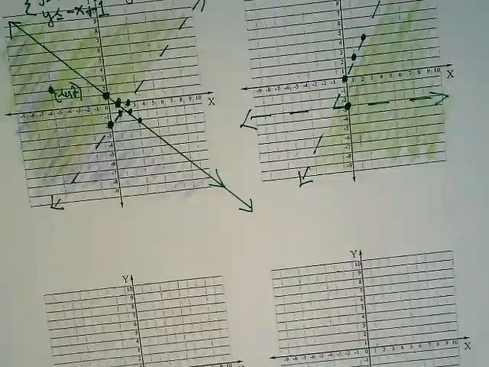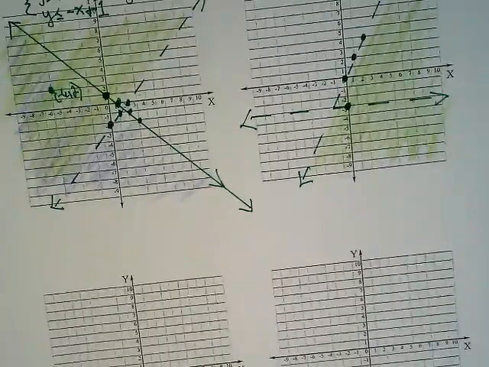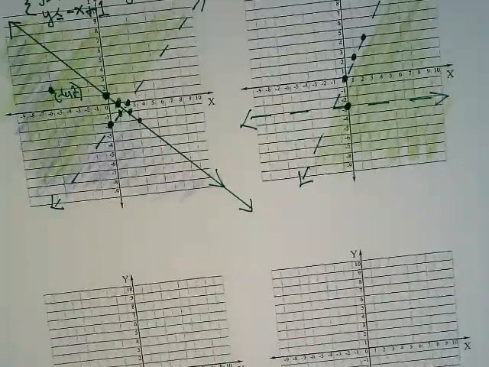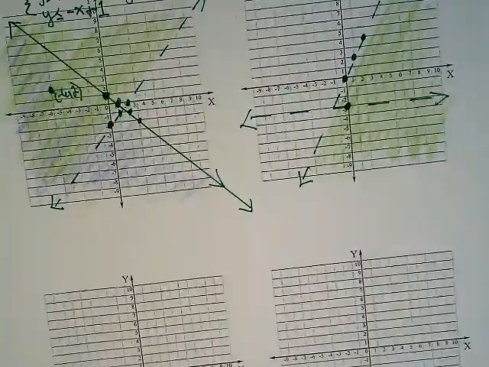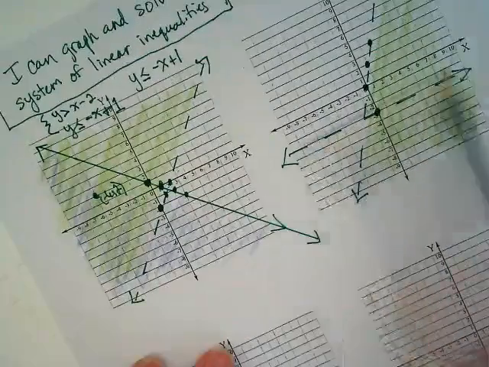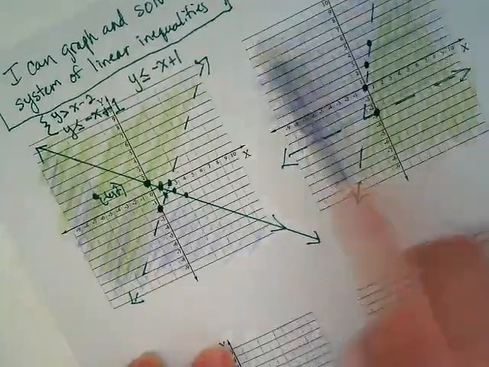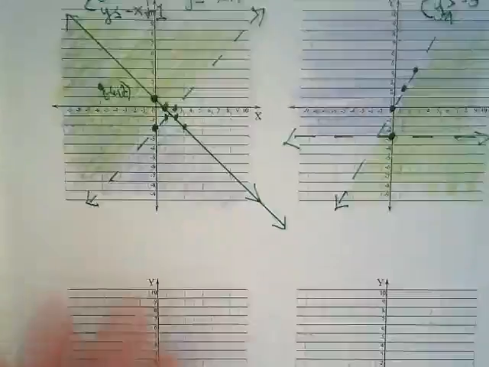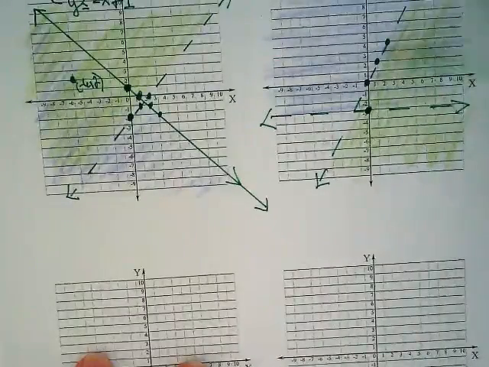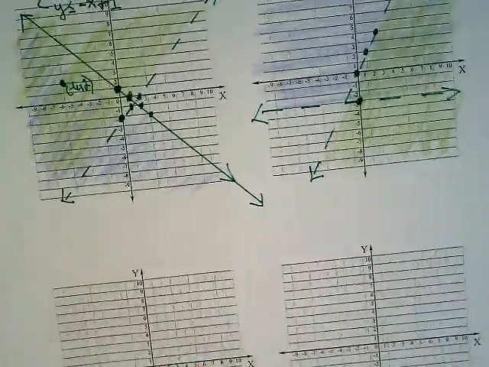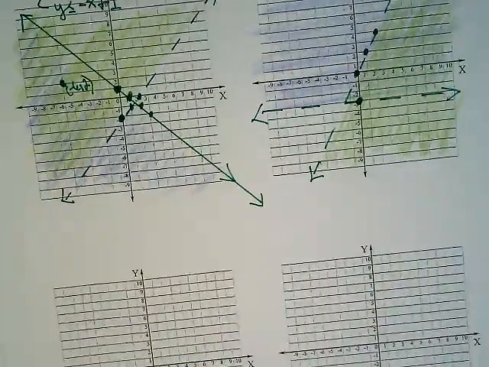And it said y is greater than -3, so where are we shading? Above. Up above. That means that all of my answers for the system are in this section over here.